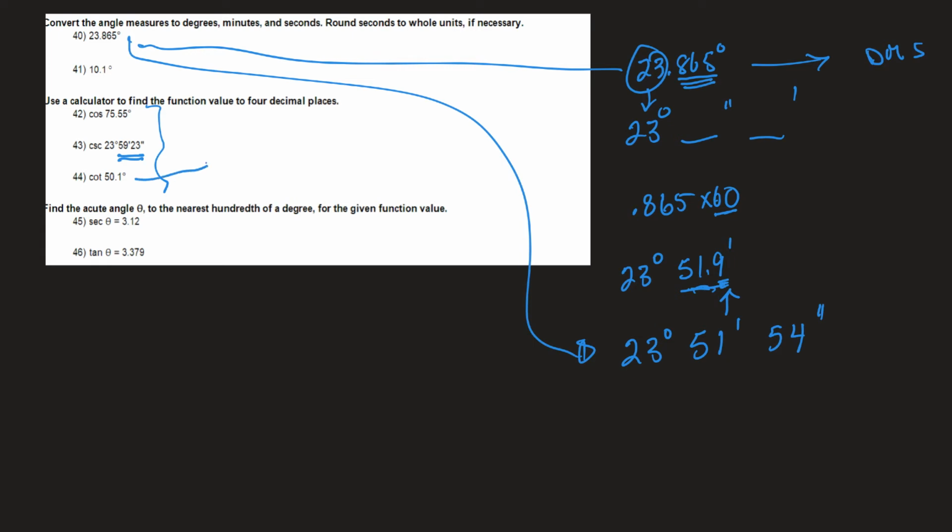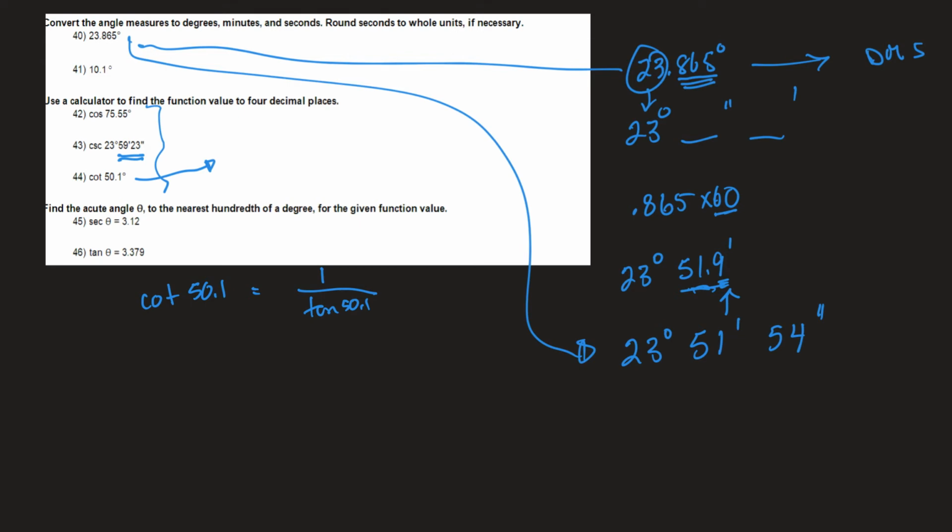I guess maybe I'll do this cotan one. If I have the cotan of 50.1, the problem is I don't have the cotan button on my calculator. I guess my calculator does, but most people don't. So what you have to do is change it to a tangent. And to get the tangent, you have to find the reciprocal of this. So the reciprocal will be 1 over the tangent of 50.1.